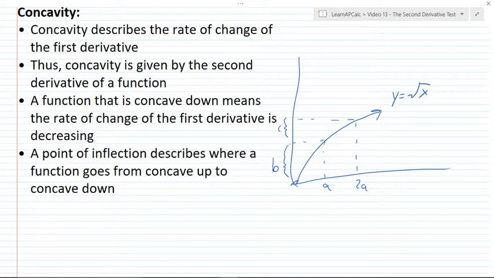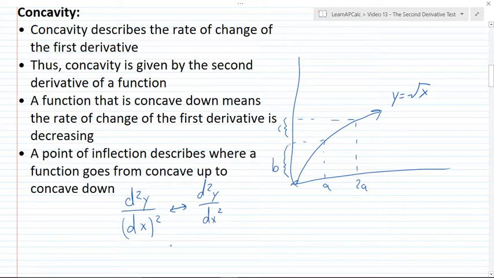So that's concavity. It's describing the rate of change of the first derivative. And so, as stated, concavity is the second derivative. d squared y over dx squared. This is how it's written. You'll also see this, but I find this to be slightly more clear.